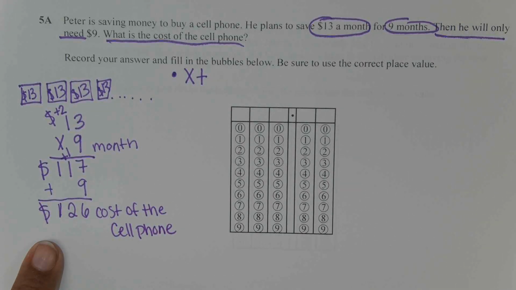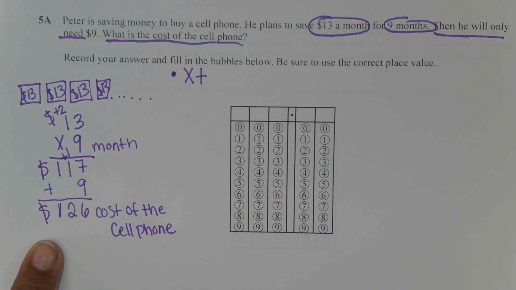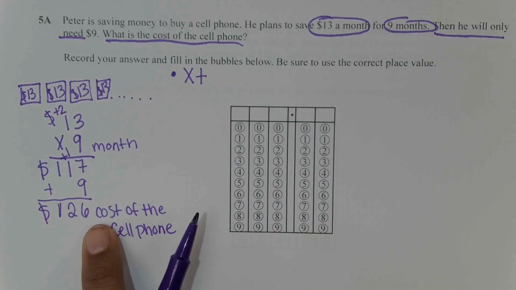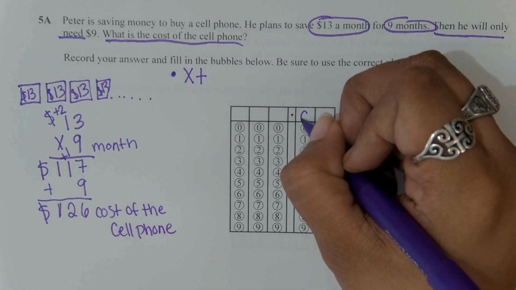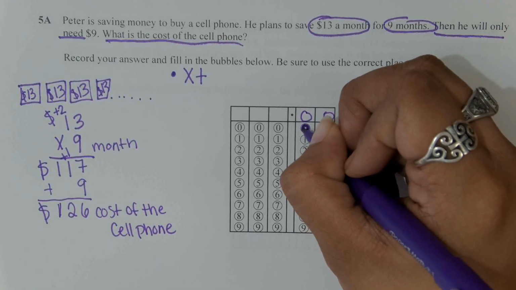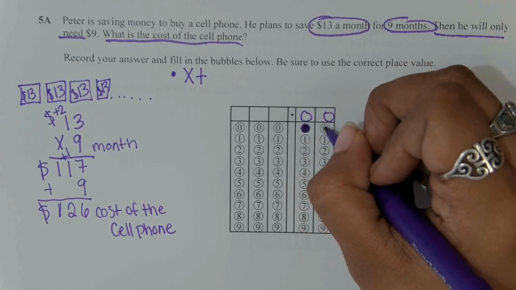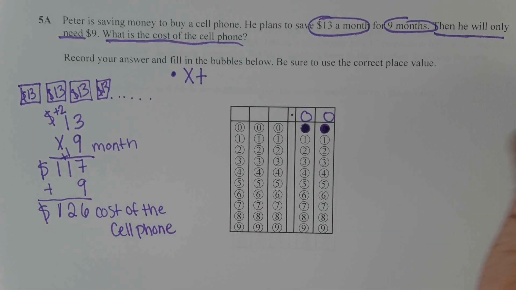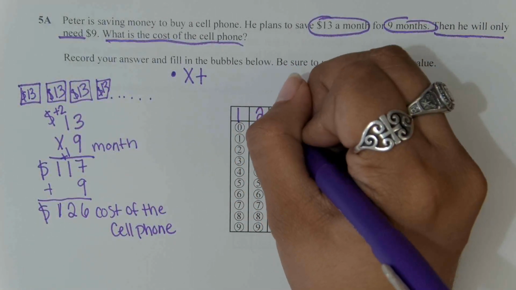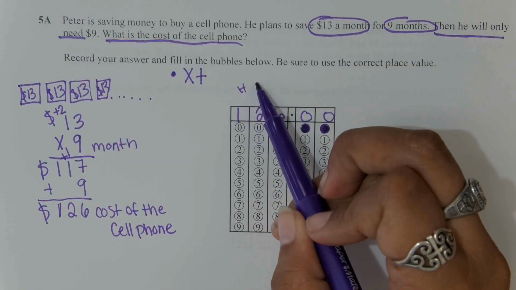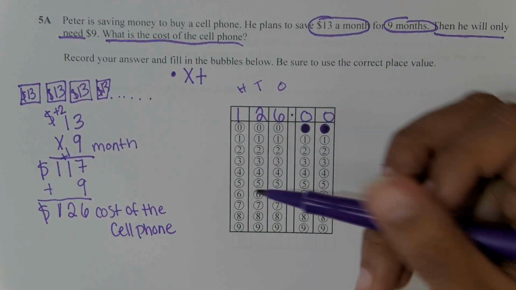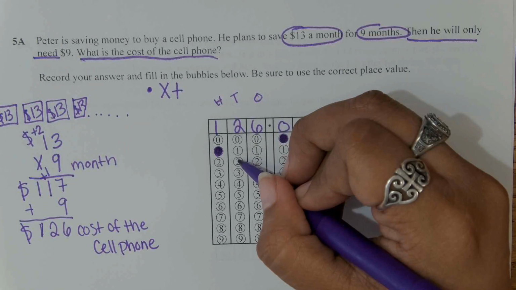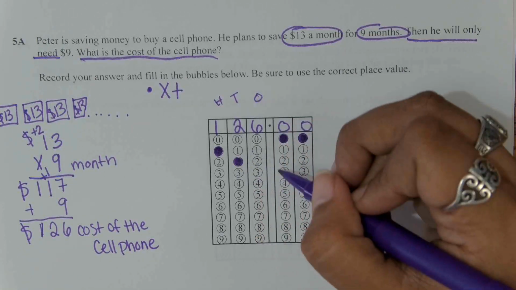So I'm going to go ahead and put it into my bubble. So let's go ahead. This is 126. Do I have any decimals here? No, so I can simply put zeros there because I do not have any decimal points here. I'm going to shade in neatly. And I have 126. This is my hundreds, tens, ones.